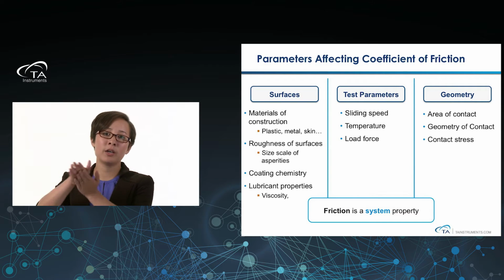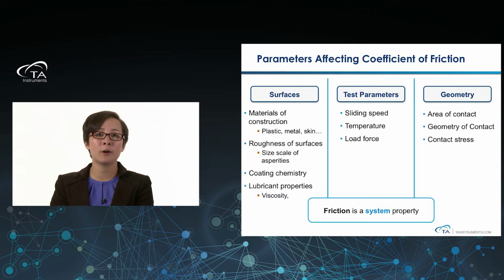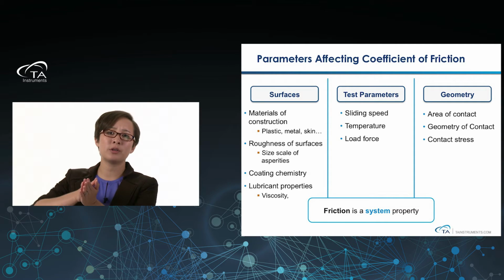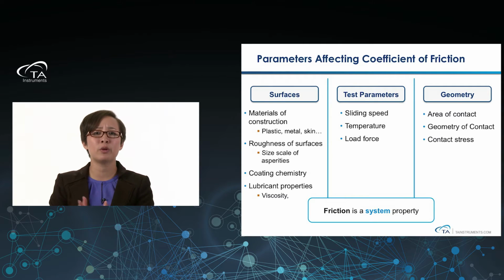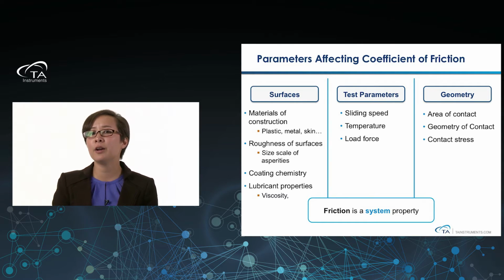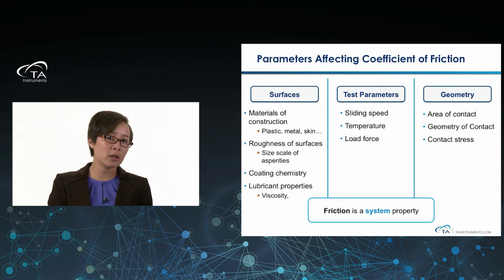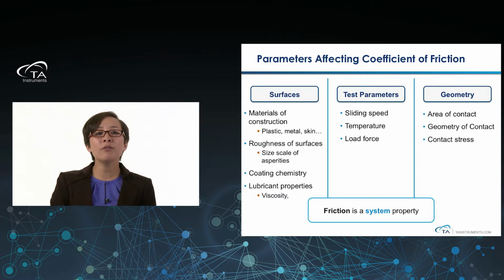speed, so how quickly are our surfaces sliding past one another, what temperature is this test being performed at, and then what's the load force, so how much force are we applying when we push these two surfaces together. And then lastly, you can also look at the geometry. We've talked about 4 different geometries. What kind of area of contact do they have? Is it a point contact? What is the geometry of that contact? And then what's the contact stress? So all of those will play a role in the coefficient of friction.